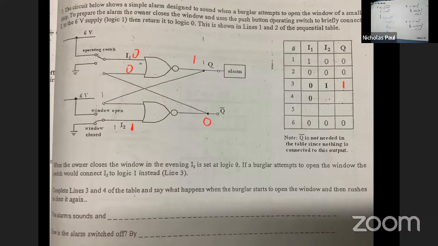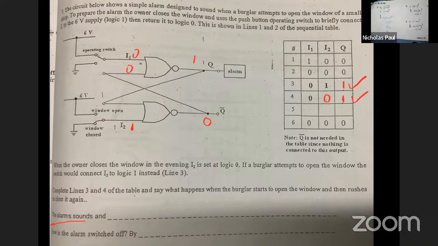The question says to complete line 3 and 4 and see what happens when the burglar starts to open the window, then rushes to close it. So when the burglar closes back the window, I2 goes to 0. But we know that 0, 0 will save. It will save the input and output on top. So you'll get two 1s. The alarm will sound here and the alarm will sound here. So what you have to say is the alarm sounds, and when the burglar tries to push back in the window, the alarm stays on.